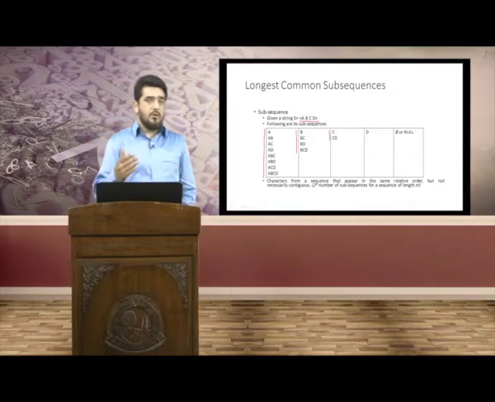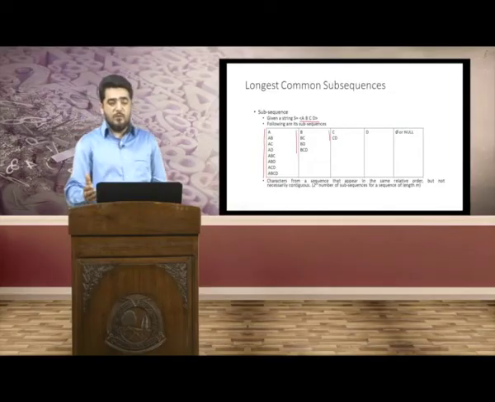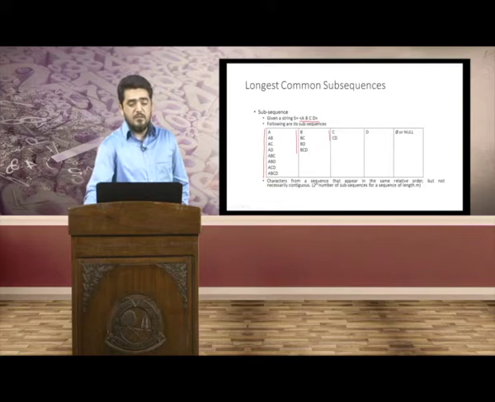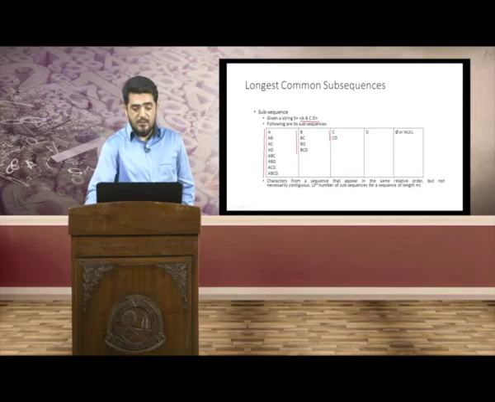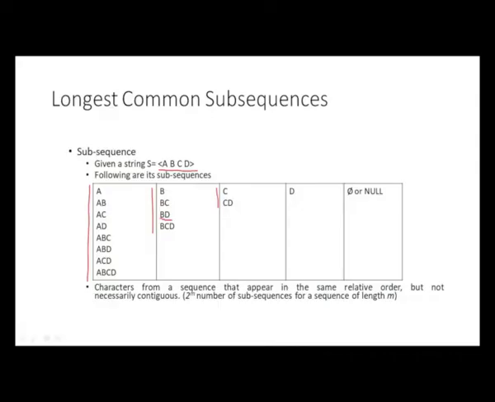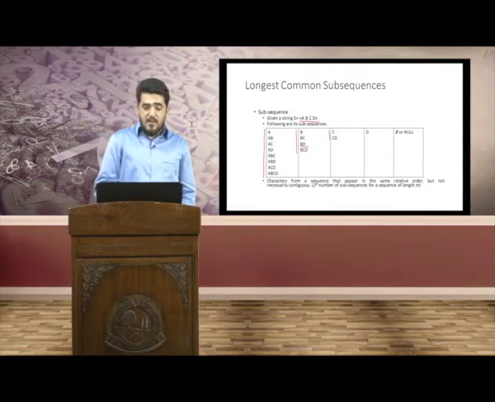The important thing to observe here is that all the characters in these smaller subsequences are in the same relative order as they are in the original sequence, but not necessarily contiguous. For example, you can see this B and D subsequence is maintaining the relative order of B and D in the original string. B comes before D. So this relative order is maintained, but it's not necessary that they be contiguous. Okay, I hope it's clear from the example.